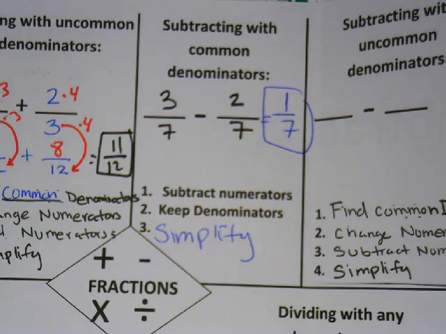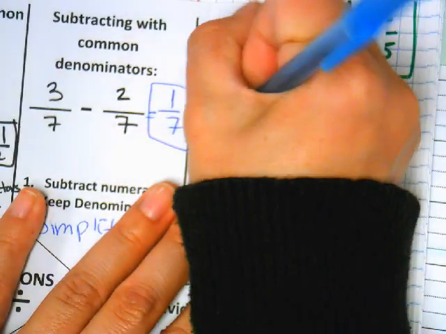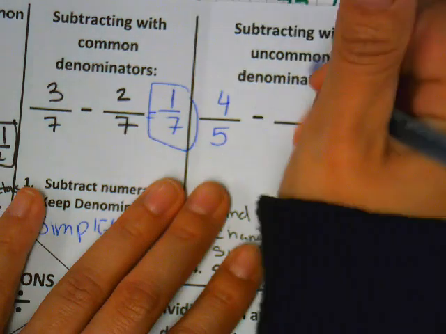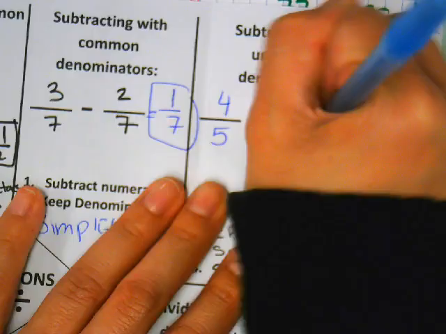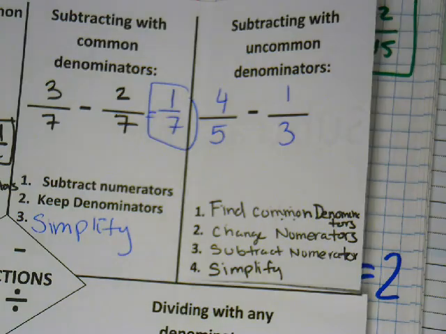All right. Let's give you 4/5 and 1/3. 4/5 and 1/3. All right, work on that one. I'll go close the door.